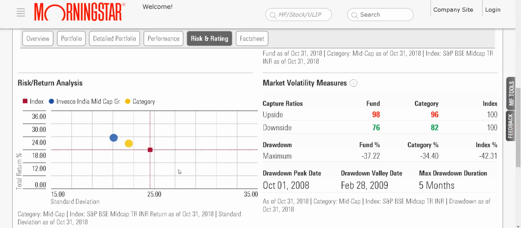So in the horizontal axis is the risk. So this is the index right in the center. As you go towards the left, the risk is lower. As you go up, the return is higher.